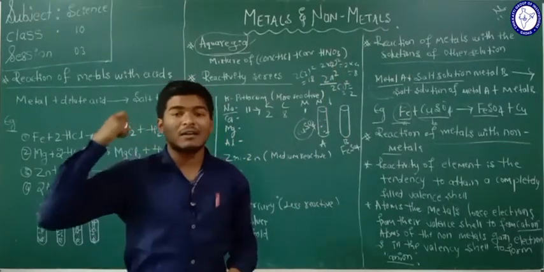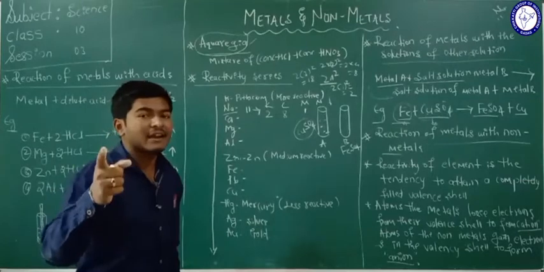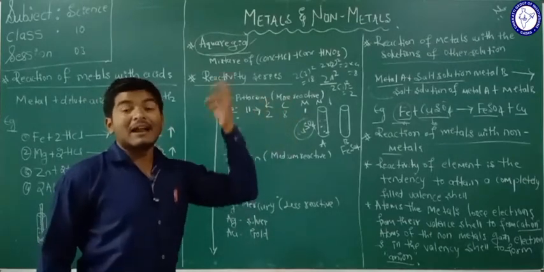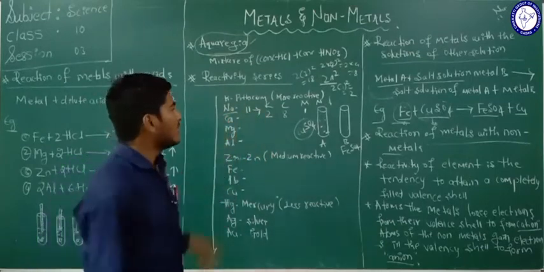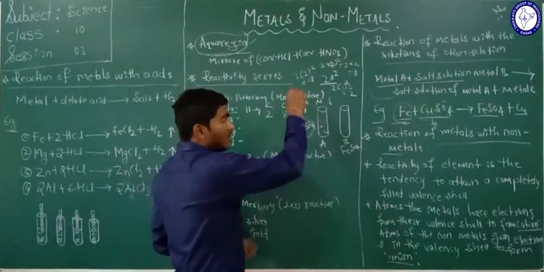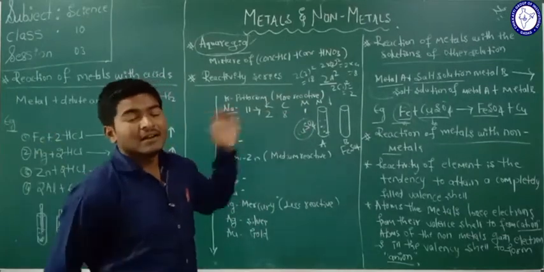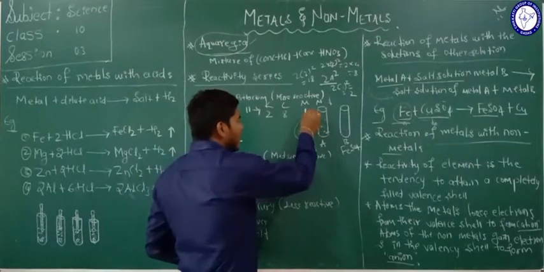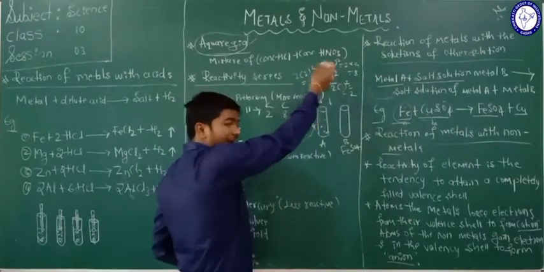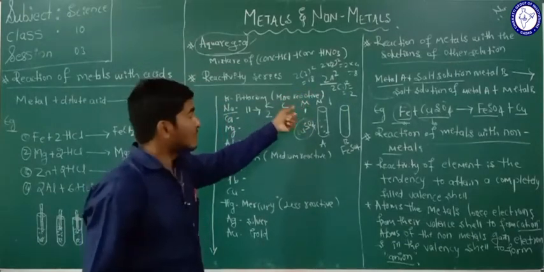We know the octet rule. If the outer subshell contains 8 electrons, then that metal or element will be a stable element. If the outer shell, that is here M is the outer shell, contains 8 electrons, then we are going to call it a stable element. But here it doesn't have 8 electrons or 18 electrons, it has only 1 electron here, that is, its valency is 1.